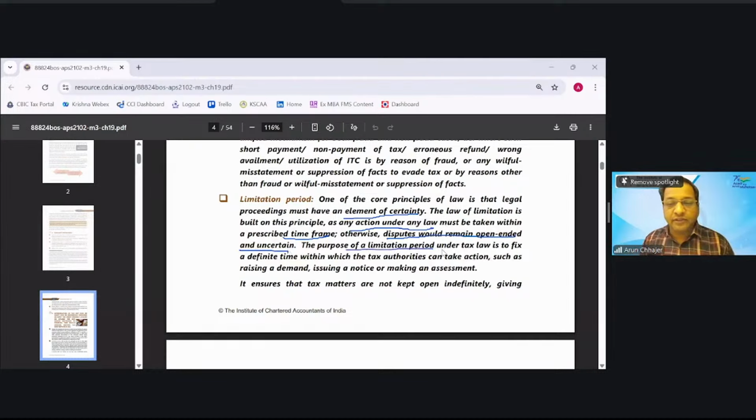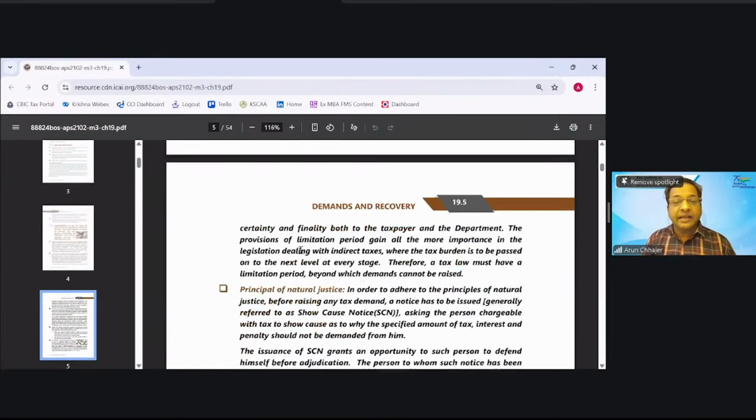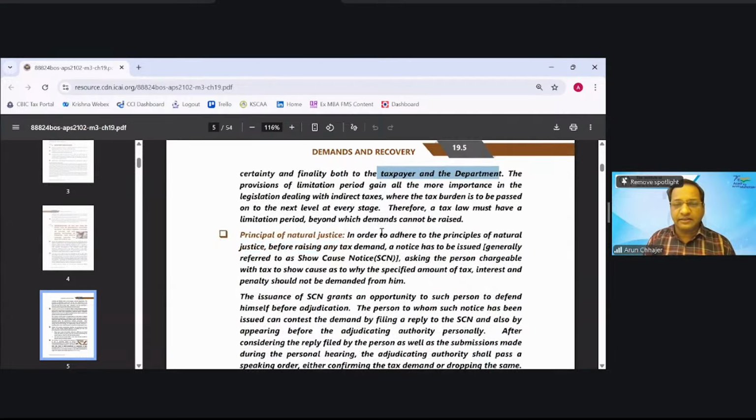The purpose of the limitation period under tax law is to fix a definite time within which the tax authority can take action, such as raising the demand, issuing the notice, or assessment. It ensures that tax matters are not open indefinitely, giving certainty to both the taxpayer and the department. The provision of the limitation period gains all the more importance in legislation dealing with indirect tax.